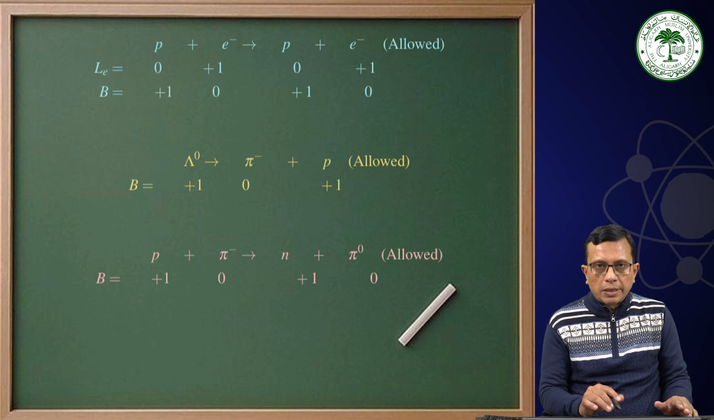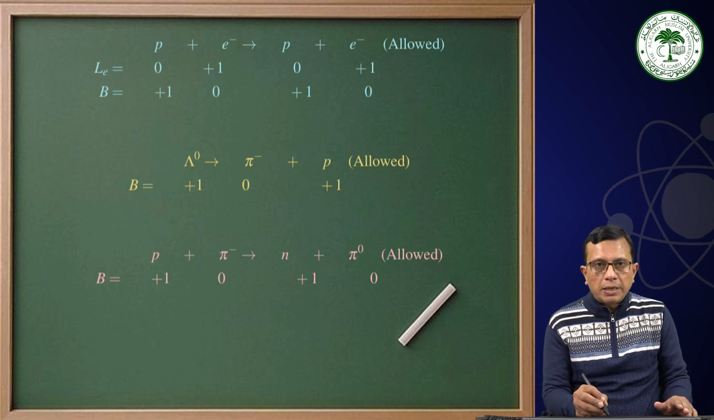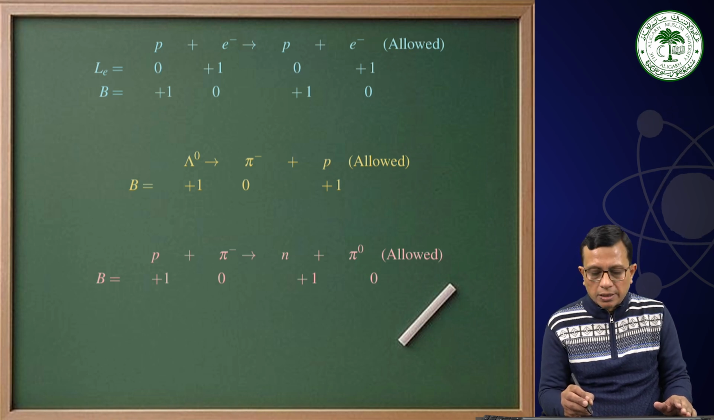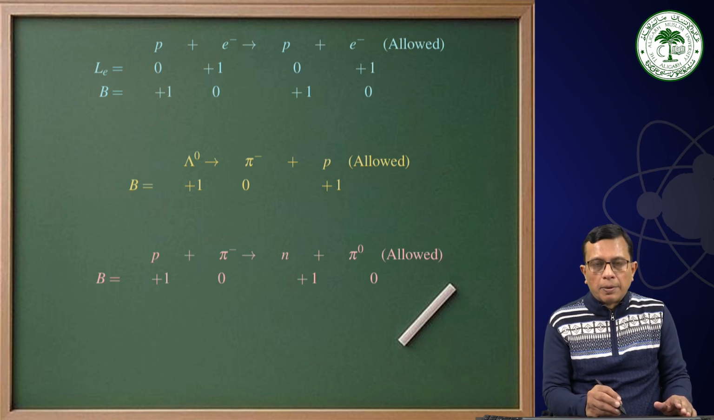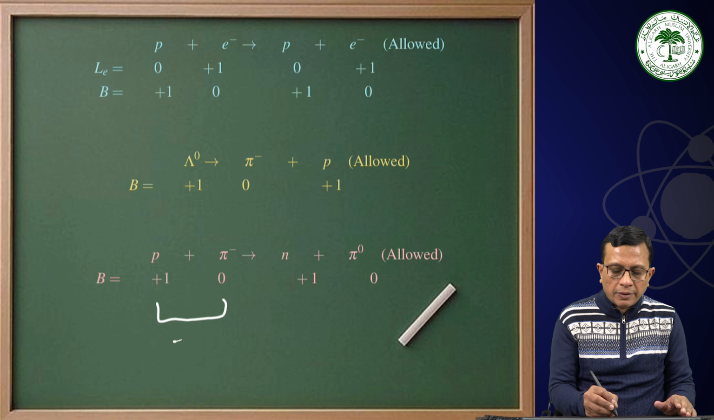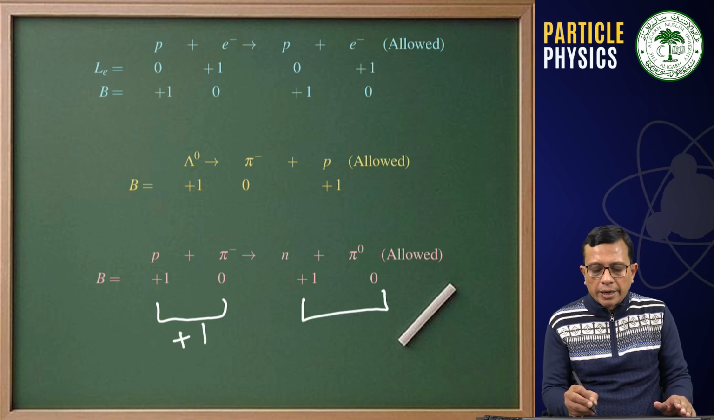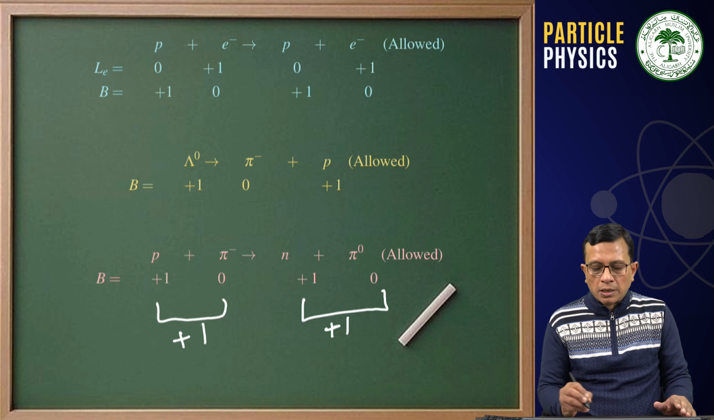Similarly, we have taken the third example where we have a proton and a pi minus in the initial state, and then a neutron and a pi 0 in the final state. We are assigning baryon number +1 to the proton and 0 to the pi minus. Therefore, in the initial state the total baryon number is +1, and in the final state, again, the total baryon number is +1.